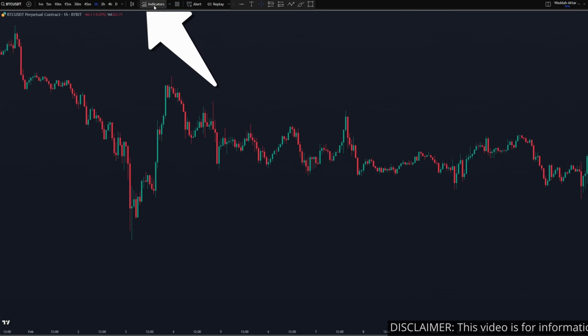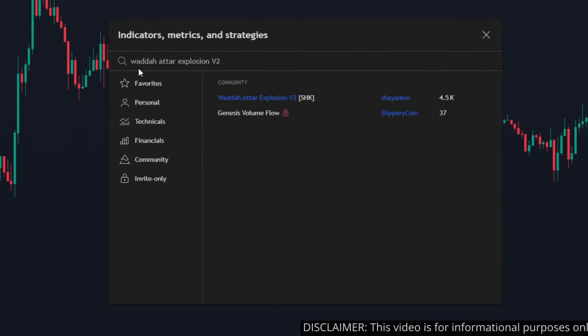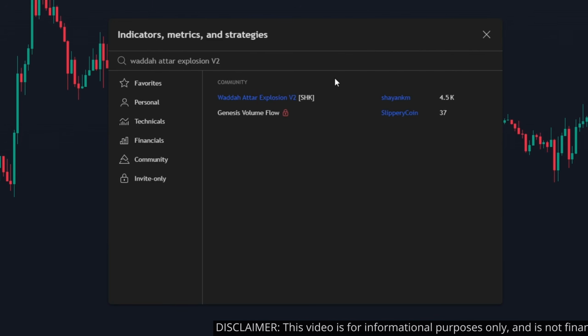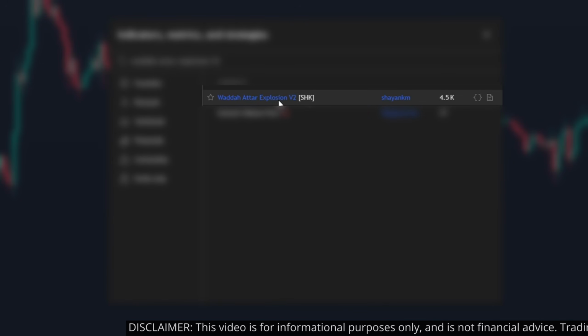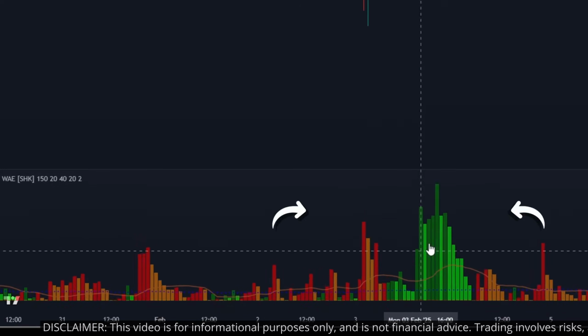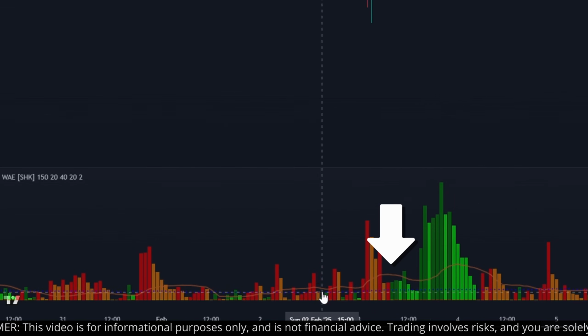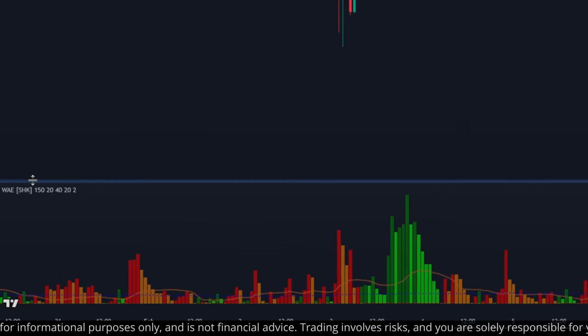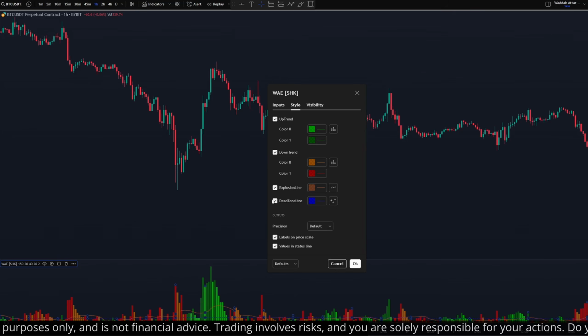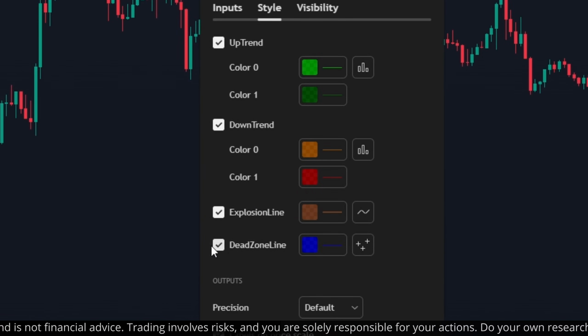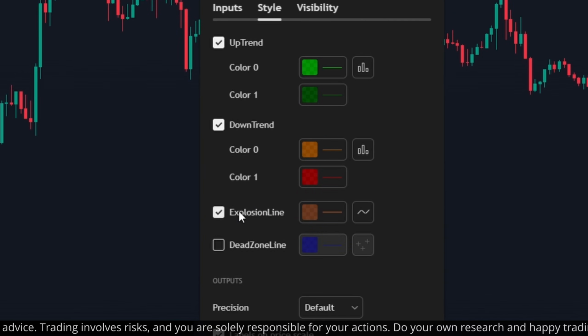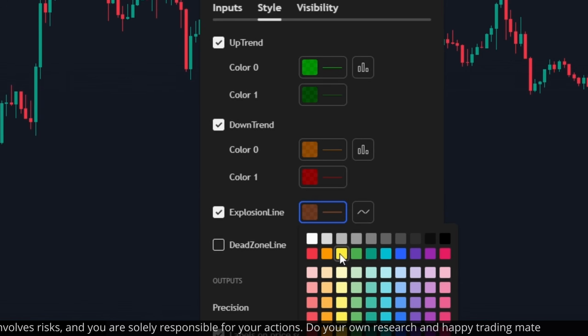Let's start by going to the indicator section and typing Waddah Attar Explosion V2, and open this one by Cyan KM. As you can see, we have the histogram bars, one line and another blue line. Let me change the color so that we can see everything better. We're gonna remove the dead zone line because we don't need it today. We're gonna change the explosion line's color to yellow.